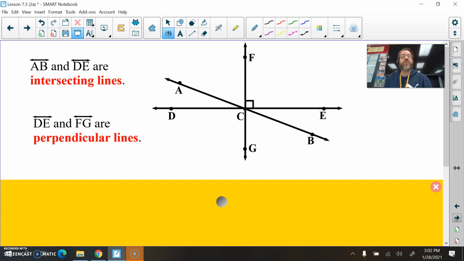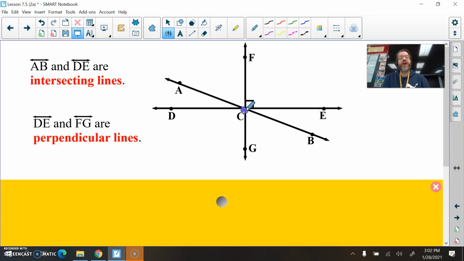All right, let's talk a little bit more about lines now. We were discussing intersecting lines yesterday, and intersecting lines are lines that cross each other at exactly one point. So line AB, for example, this line right here, and line DE right here are intersecting lines. They intersect at point C.